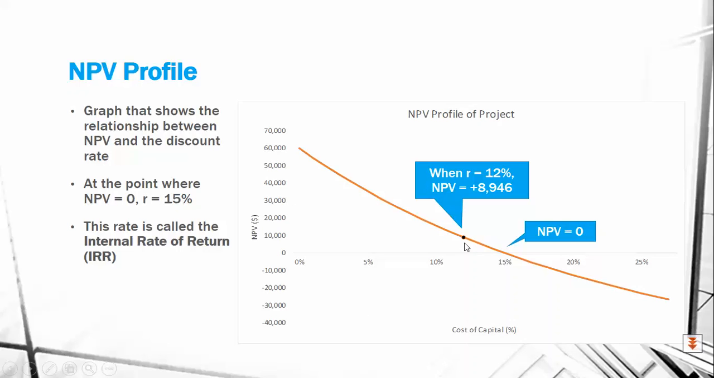So at this point here, we can see that when R is 12%, in which case this was the cost of capital that we used earlier, the NPV is $8,946. And you can also observe that when the cost of capital reaches 15%, the NPV will be equal to 0. This rate is what we call the internal rate of return, as we will see in the next lesson.